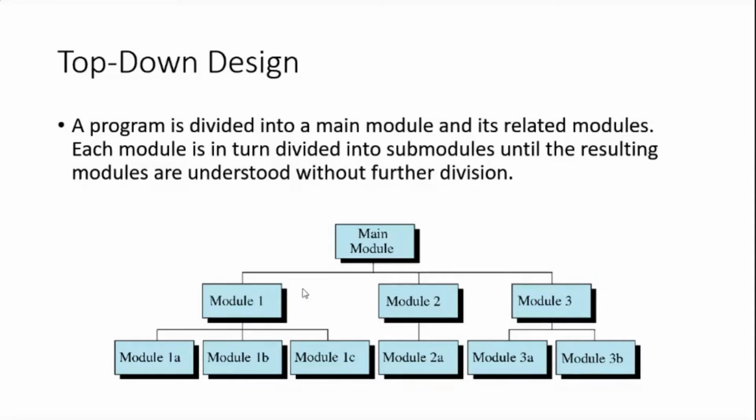In the top-down design, or the top-down approach to programming, we consider the main module first, then the sub-modules, then we divide the sub-modules into further sub-modules, and if possible, we divide those sub-modules again into sub-modules. So that level of abstraction continues till no further division is possible.